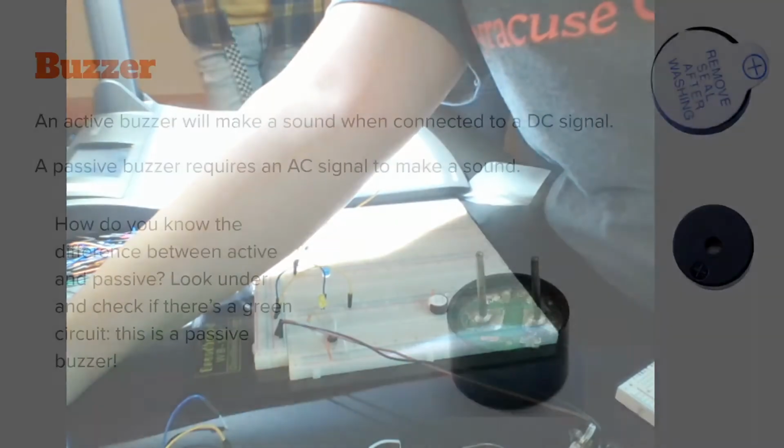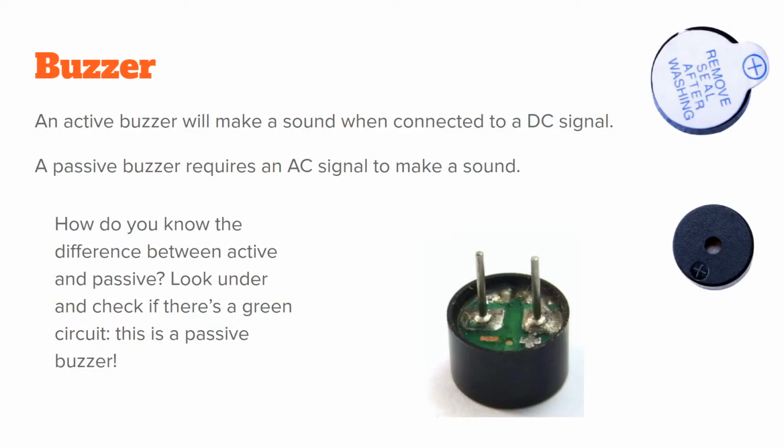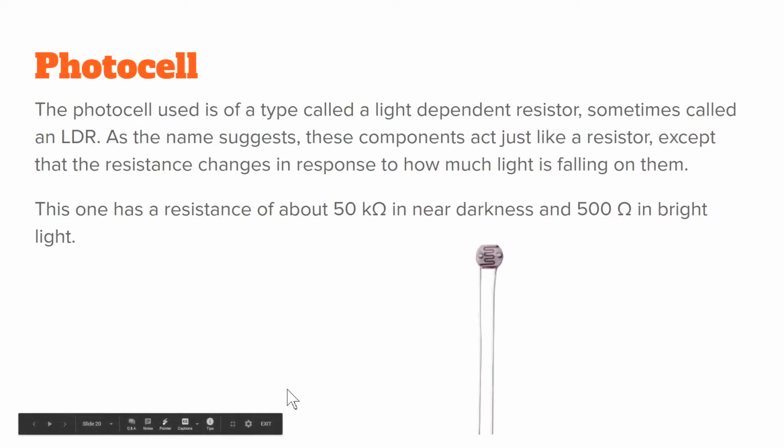All right, let's move on to the next thing. Has everyone at least learned one new thing so far? Okay, that's good.